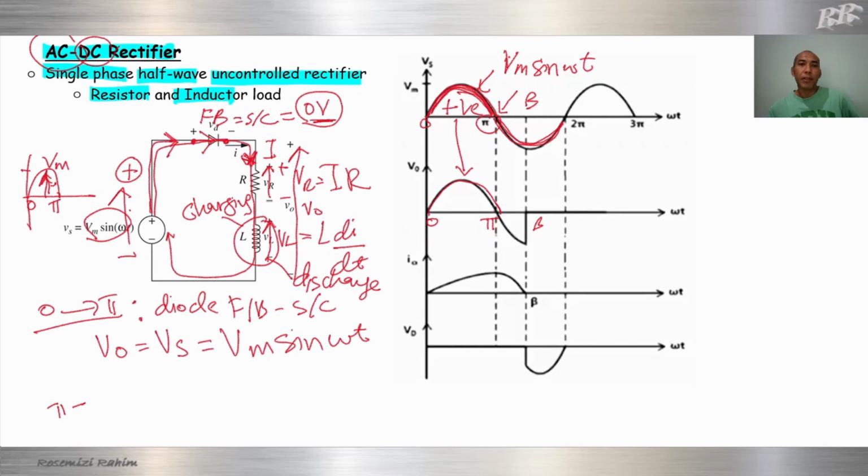before that, look at the graph of the diode. From 0 to pi, the diode is switched on, so the voltage of the diode is 0 volt because the diode is forward biased, a short circuit. From 0 to pi, the inductor is charging because it receives current from the source, and it keeps charging until pi. Then after pi to beta.